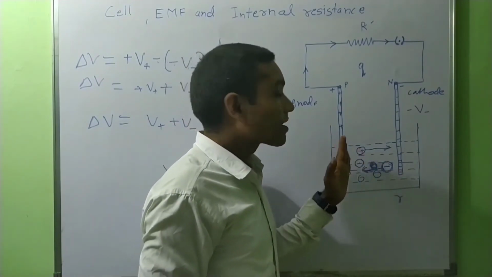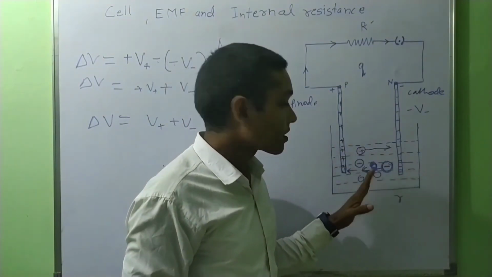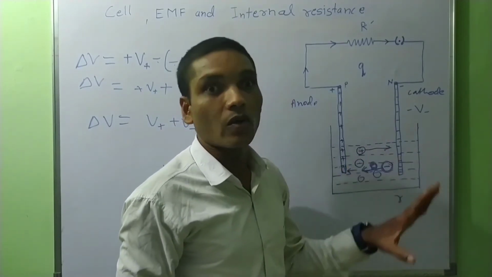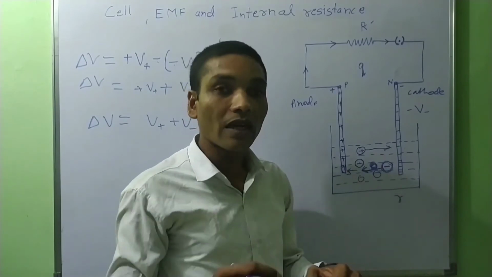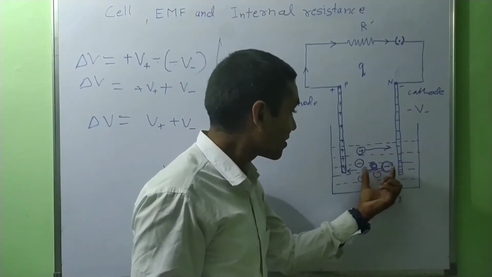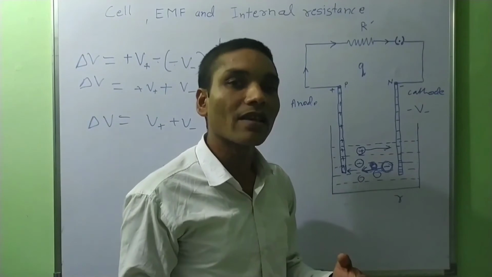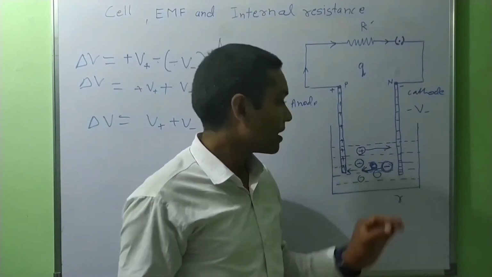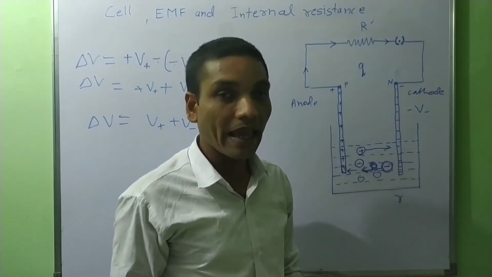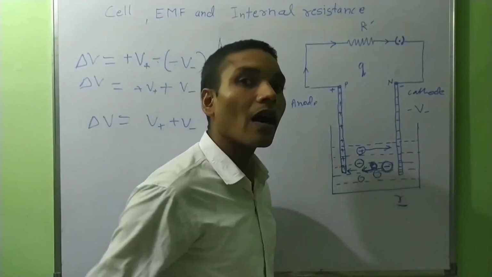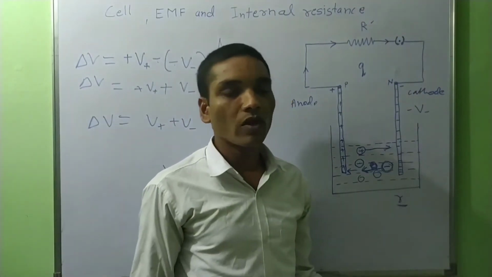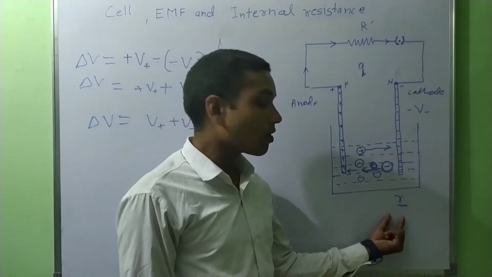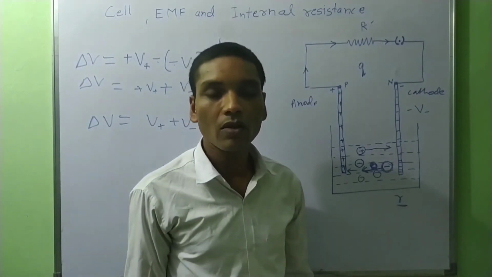Some obstruction is offered by the ions inside the electrolyte in the flowing of current. This obstruction or opposition is called the internal resistance of the cell, and it is denoted by small r. So this is resistance. We know that the SI unit of resistance is ohm, so the SI unit of internal resistance also will be ohm.